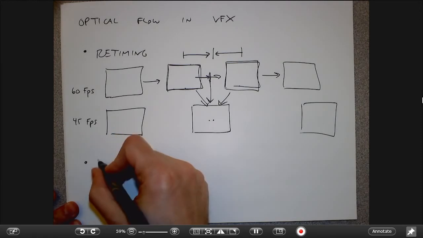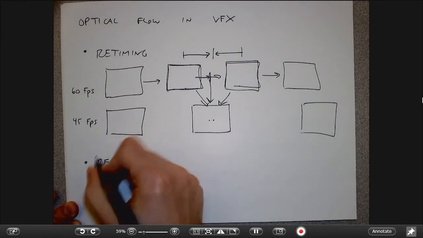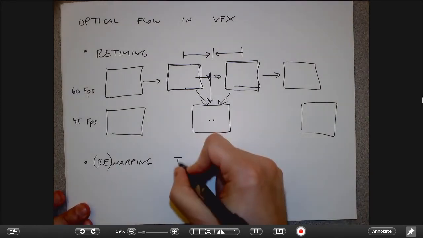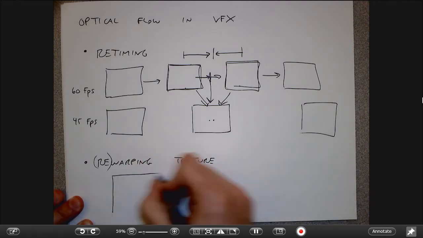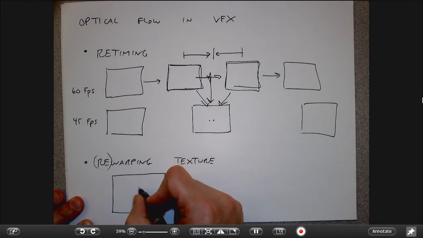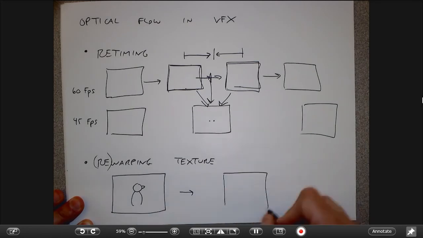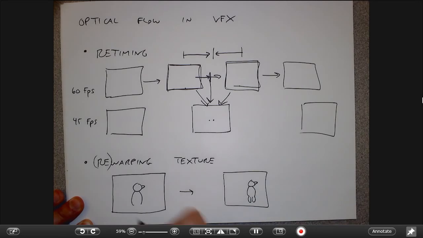Another kind of thing that happens a lot is warping texture, right? So, for example, suppose we want to do an in-painting problem where I have a guy that is occluding the background, and in the next frame he moves over to here, and suppose I want to remove him from this background.